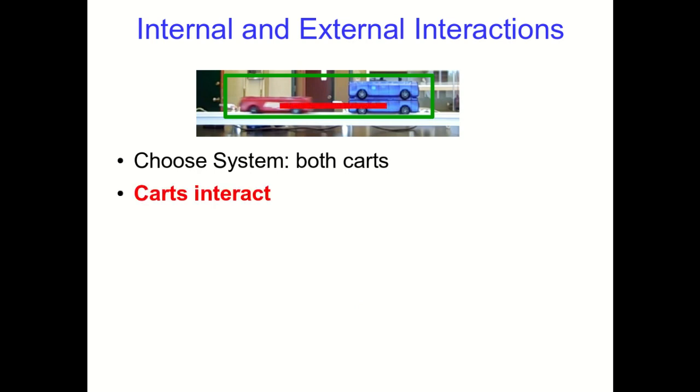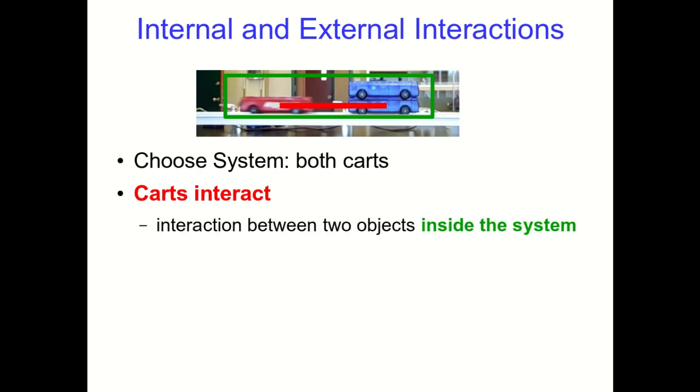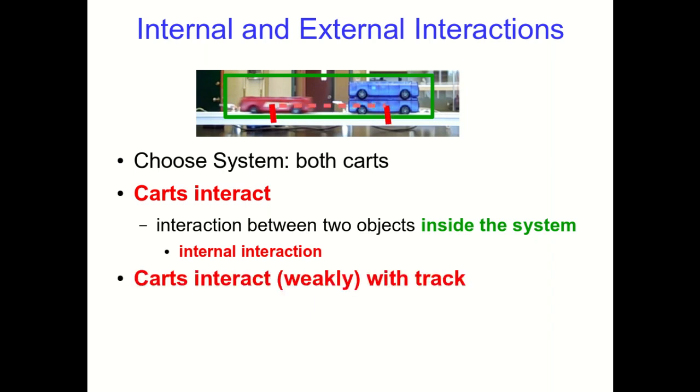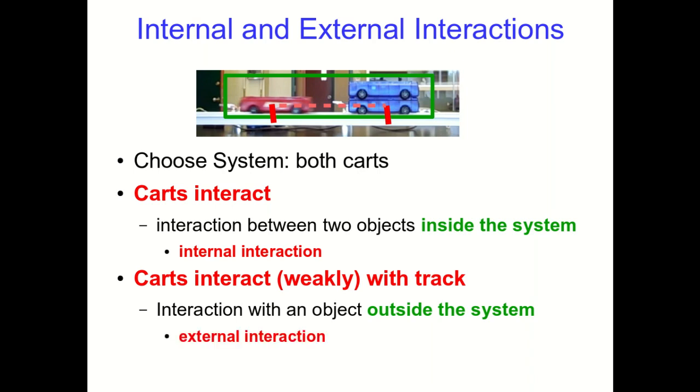We can think about the interaction between the carts and realize that that is an interaction between two objects which are both inside the system. So because of that, we call it an internal interaction. On the other hand, if we think instead about the interaction between the carts and the track, that's an interaction which crosses the system boundary. It's between objects that are in our system and an object that is outside the system. And so we call this an external interaction.